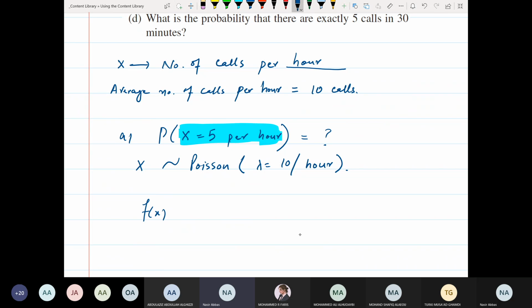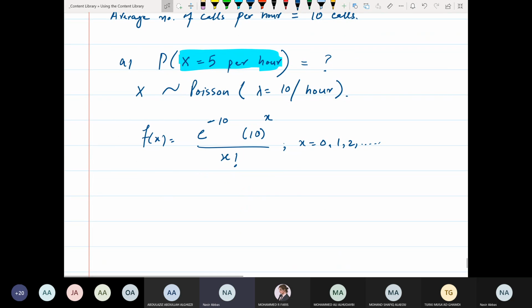Your f of X is just plug in the value lambda into the function e to the power minus lambda, lambda to the power of X divided by X factorial, where X starts from 0, 1, 2, all the way up to infinity. Because in the next 1 hour, you may expect no call, 1 call, 2 calls, 3 calls, 4 calls, 5, 6, 7, 8, any number of calls.